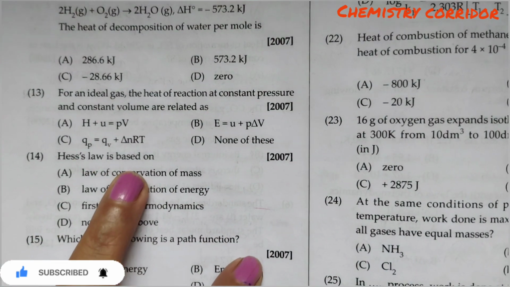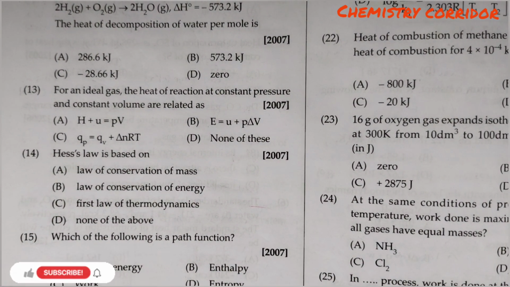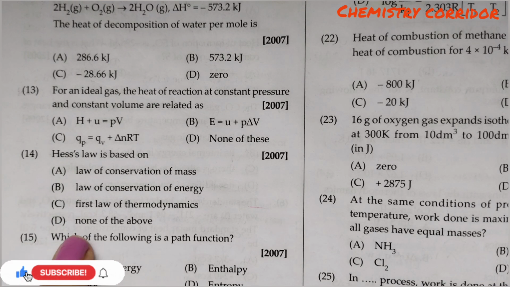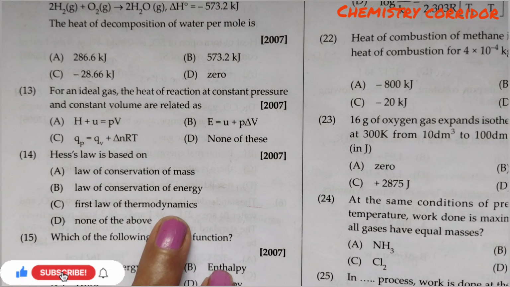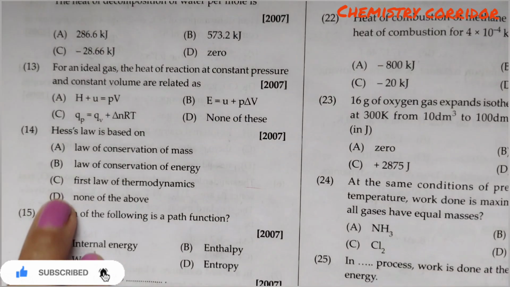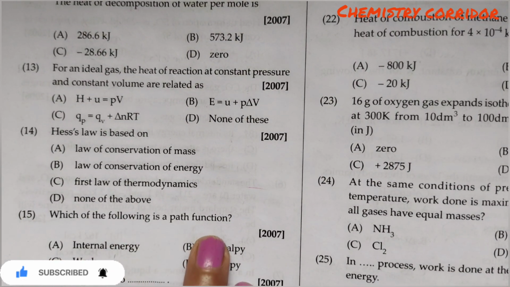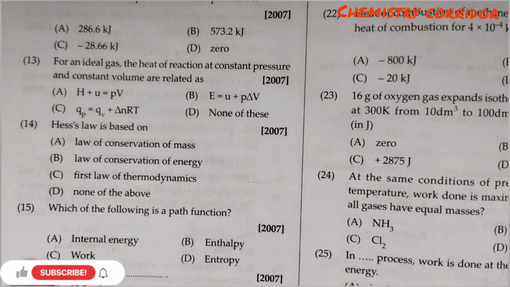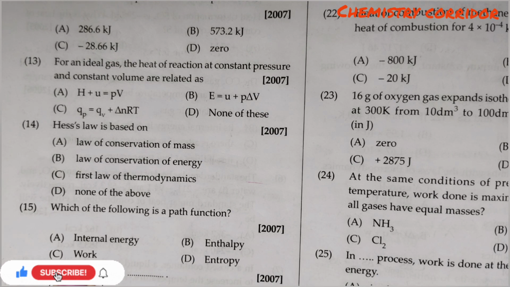Hess law is based on the law of conservation of energy. But first law of thermodynamics also gives the law of conservation of energy. Therefore, here the answer is third option. Which of the following is a path function? We have only two path functions, that is work and heat. Among the options, only work is given. So, answer here is third option.